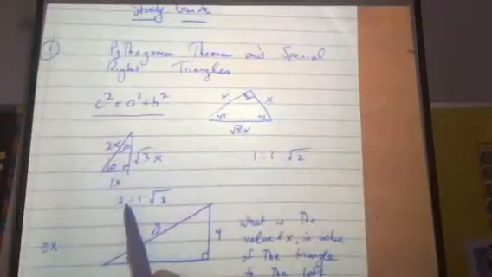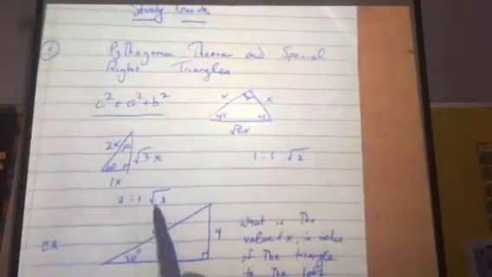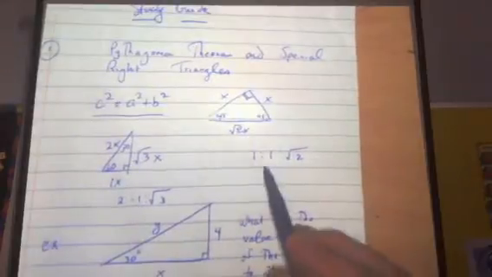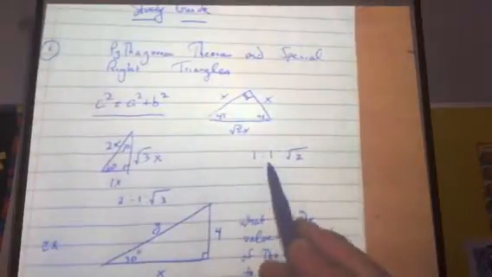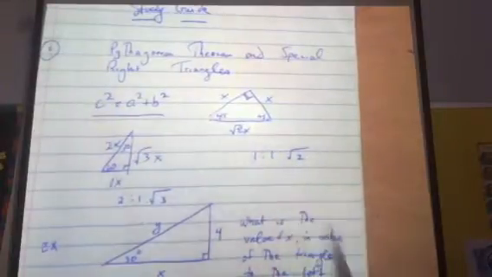X is the variable. Those are the ratios. The other way it's represented is as 2, 1, root 3, meaning the hypotenuse is twice the shorter side, and then the longer side is root 3 times the shorter side. And then over here with the 45, 45, 90, it's 1, 1, root 2. Root 2 is the hypotenuse times the shorter sides. So we're going to look at some examples.